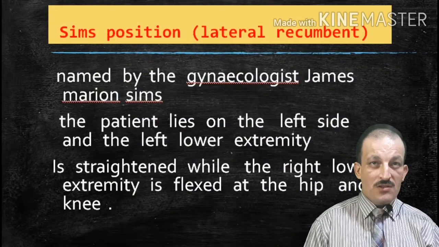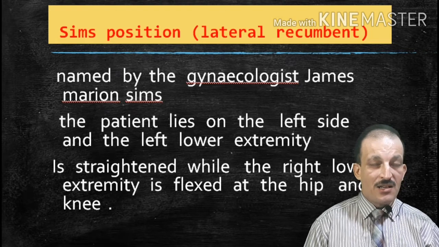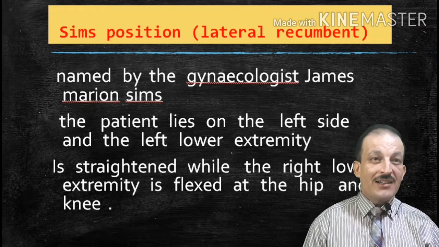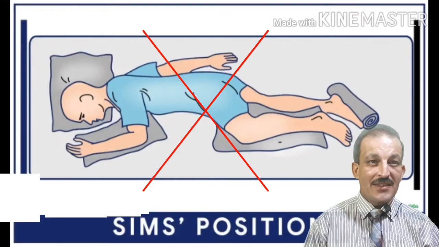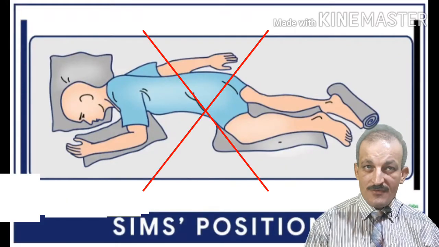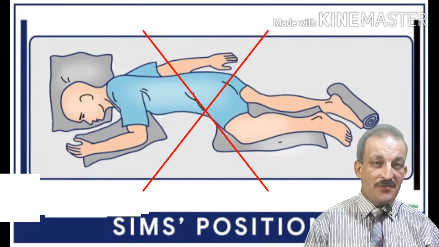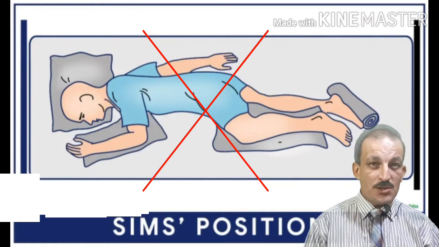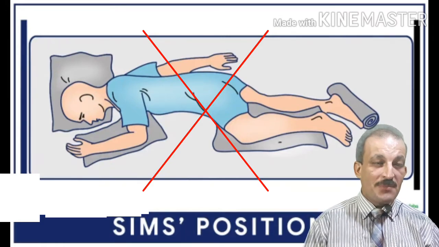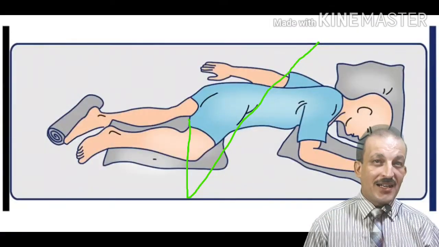Sims position, also called lateral recumbent, was named by the gynecologist James Marion Sims. The patient lies on the left side and the left lower extremity is straightened while the right lower extremity is flexed at the hip and knee, as seen in this figure. But the wrong thing in this figure is that it lies on its right side, and as mentioned before, in Sims the patient must be lying on the left side.